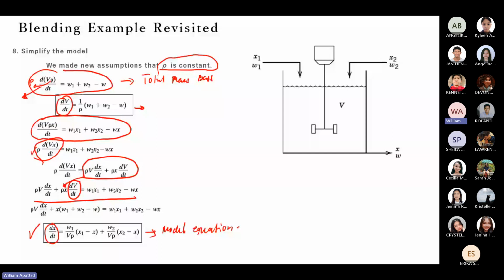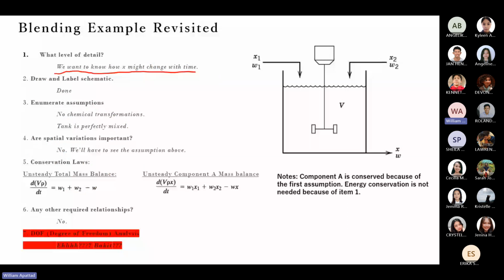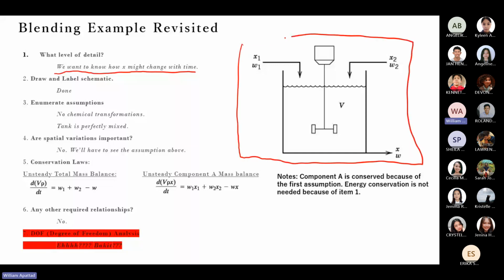Okay, let's have a recap. So, una, we are given a problem. We are given a blending example with this schematic diagram. So if we are to look at it, kapag titingnan mo yan, ano ba ang gusto mong malaman? Ano ba yung gusto mong i-control dyan? Gusto mo ba na malaman kung ano yung value ng x2 kaysa sa value ng x? So ano ba yung pinaka-importante na malaman mo kapag nasa industry ka? Diba? Gusto mo kung anong gusto mong malaman is x, right?